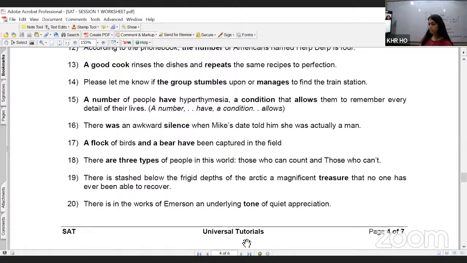If your answer is wrong, you can write the correct answer in front of that, and then we can discuss and take a look at it. There's a possibility that your answer is also correct. Can I scroll down, Khadija? Nusaiba?